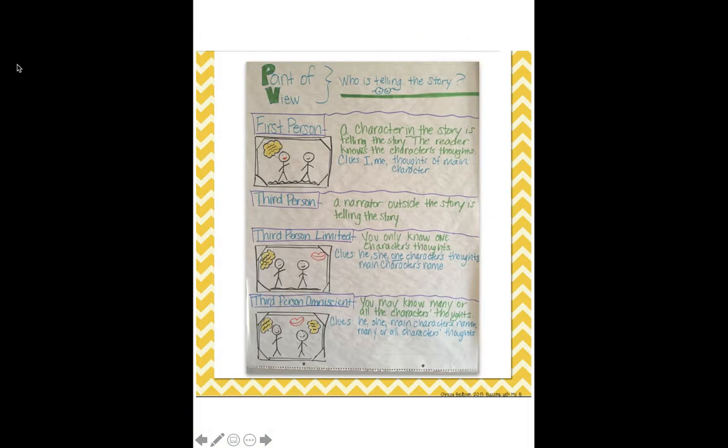Okay, and here's just another anchor chart just to give you some help. All right, it says who's telling the story. A character in the story is telling the story. The reader knows the character's thoughts. So again, those clues, I, me, thoughts of the main character. Okay, a third person is the narrator is outside of the story. So then we have that third person limited and third person omniscient. Third person limited means that you only know one character's thoughts and feelings. Third person omniscient means you know all the different characters. You know all of their thoughts. So you know more than one character's thoughts.